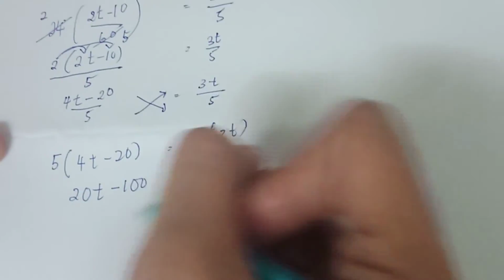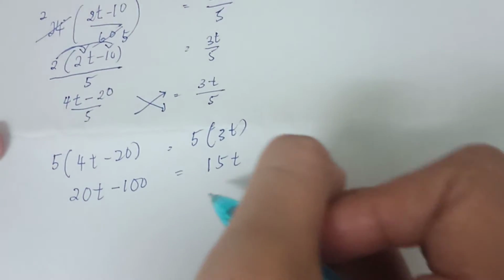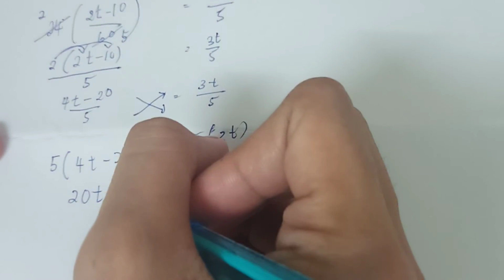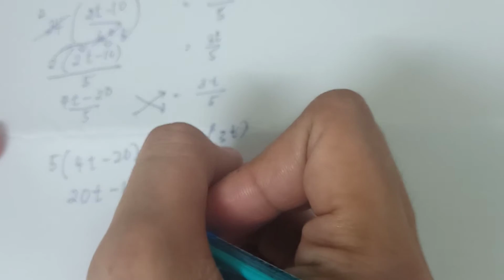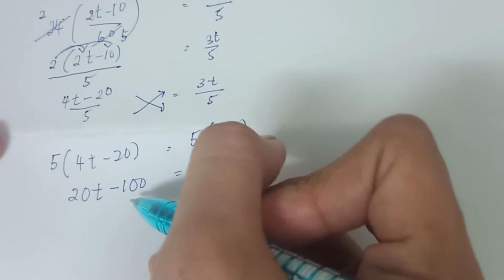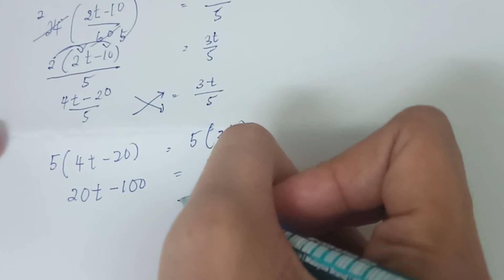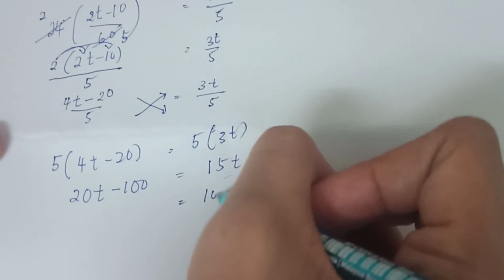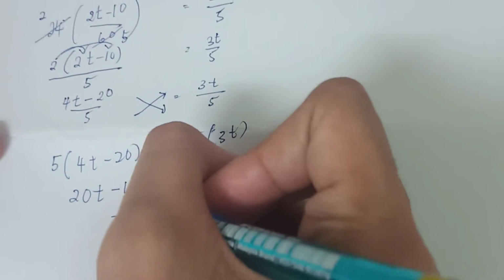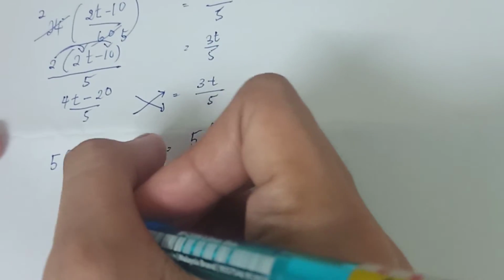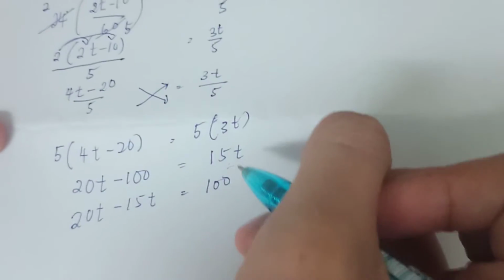So now I only want to find t, right? So 15t, move here. Positive 15 becomes negative 15. And then negative 100, move here, becomes positive 100. Okay, negative becomes positive, positive becomes negative. Okay, 20t, bring it down.